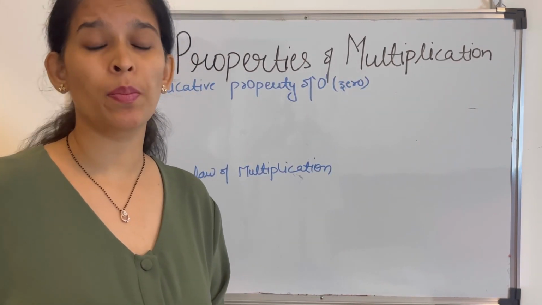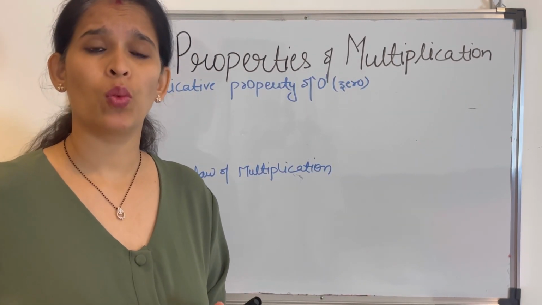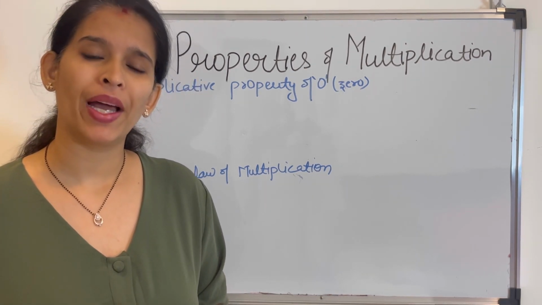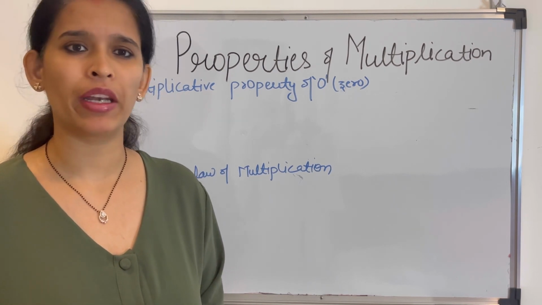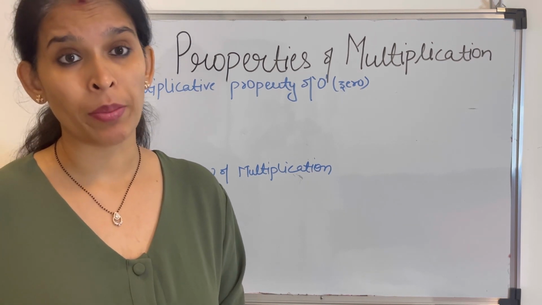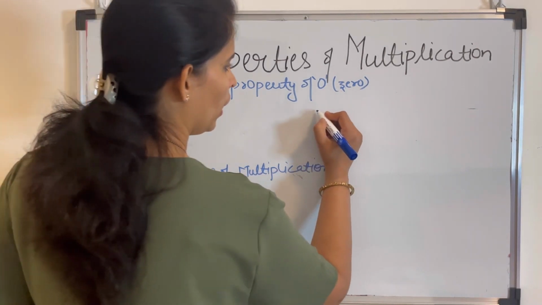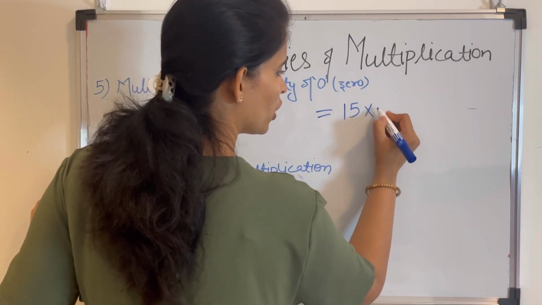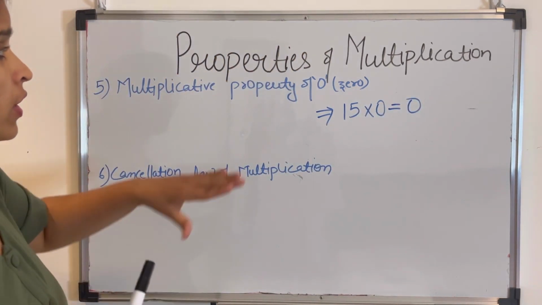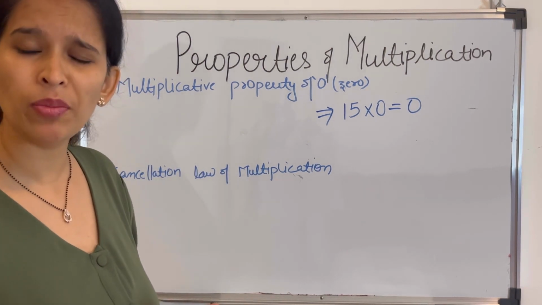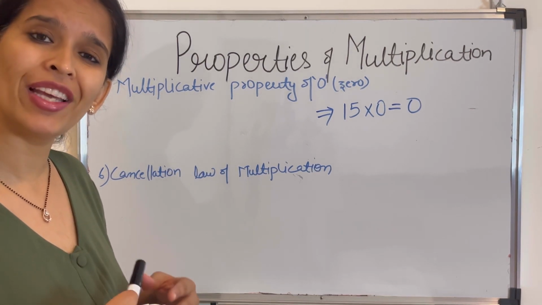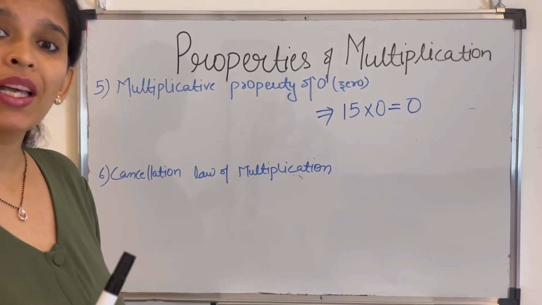Now the next one is the multiplicative property of 0. What kind of property does 0 hold in multiplication? Whenever we multiply any whole number with 0, the product is always 0. So if I multiply 15 into 0, the result should always be 0. This is the property of 0 which holds in multiplication, because 0 has that kind of property. Whenever we multiply 0 with any number, the product will be 0 only.